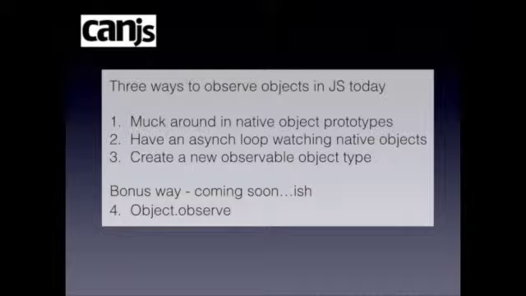The first way is to muck around in native object prototypes. And I think that was proven a bad idea way back in prototype versus jQuery days. But if you think it's a good idea, come up and talk to me afterwards. I'd love to hear why. The second way is to have an asynchronous event loop watching native objects. And so this has the benefit that you're still able to code with native objects. Your object is an object, your array is an array, and your values, numbers are numbers and strings.